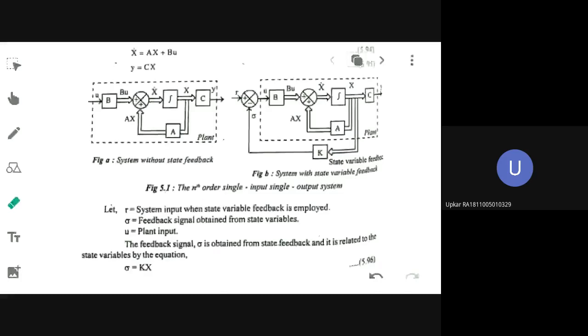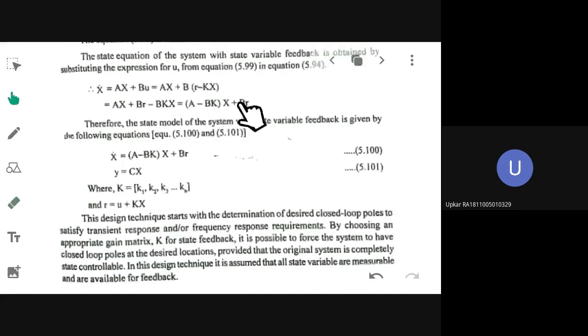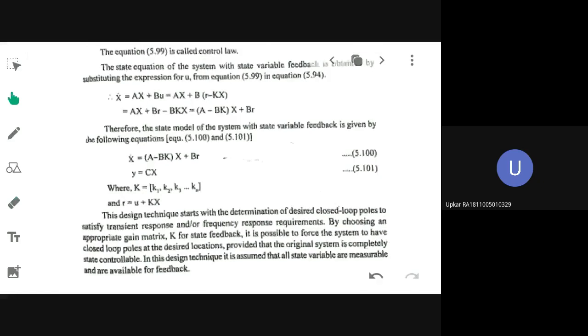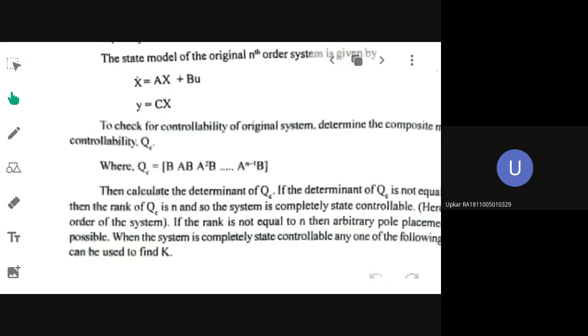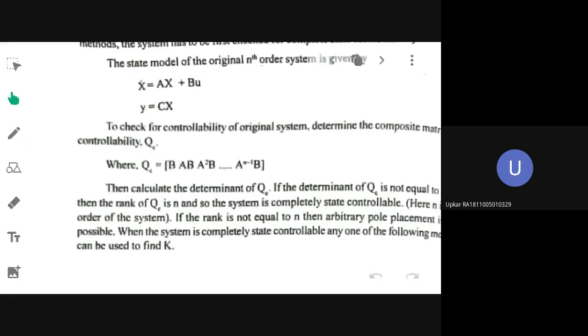Some changes will be there in the original state equation that you have learned how to derive. So these are the changes. Instead of the original state equation, you have to use this equation for the new one. Now we will go into the problem, and before going into the problem, you need to know how to derive the K value. For that, the first step is you need to determine one matrix. This matrix is called as what matrix? QC represents what matrix?